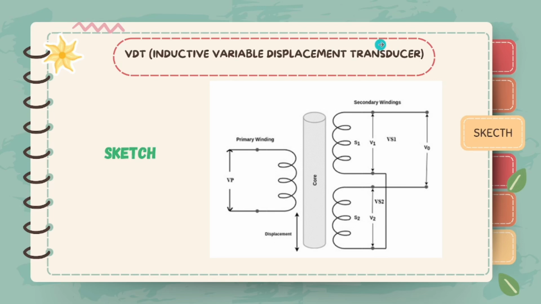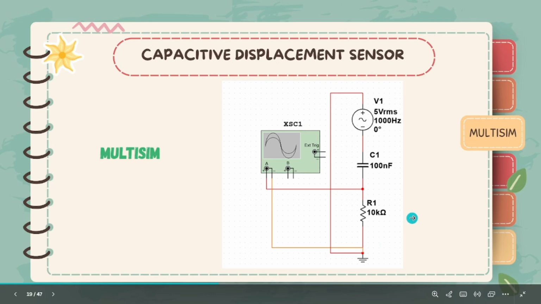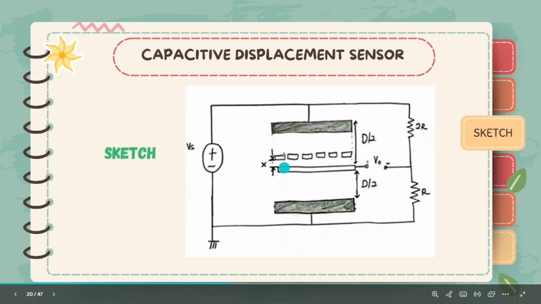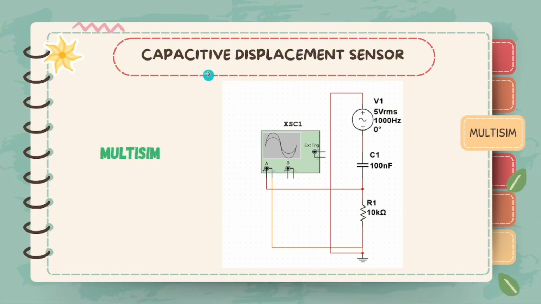The next part is we're going to explain the capacitive displacement sensor. This is our next sensor. This capacitive sensor is basically two sensor plates, one at the top and one at the bottom. Now I will explain the Multisim part. We use an RC circuit to represent the capacitance change. Again, we cannot design the actual circuit like this in our Multisim, so we do it like this to represent our capacitive displacement sensor circuit.